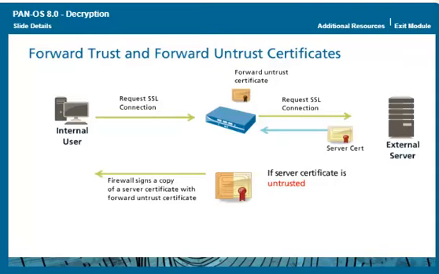If a forward untrust certificate was used, the SSL client sees a block page warning that the website that it is trying to connect to is not trusted by the firewall that is acting as an SSL proxy. The user can choose to proceed or terminate the session.